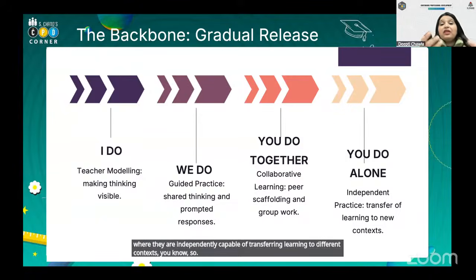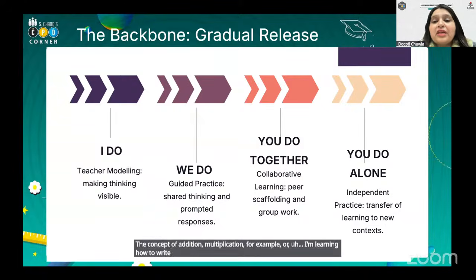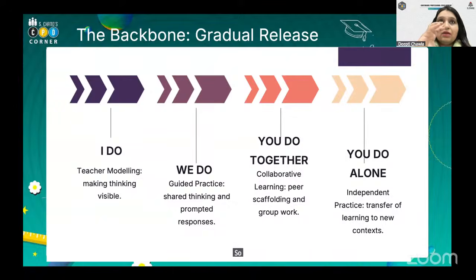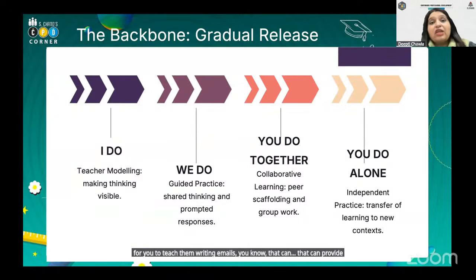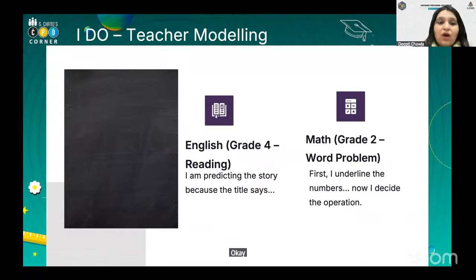So there is one thing that I learned a concept, but where am I going to use that concept? The concept of addition, multiplication, for example, or I'm learning how to write letters, but where am I writing letters these days? So the grade 7 and 8 students actually question that we do not write letters. That would eventually lead you to teach them writing emails, and that can provide a bridge where they question and try to find answers to why they're doing something that they're doing.